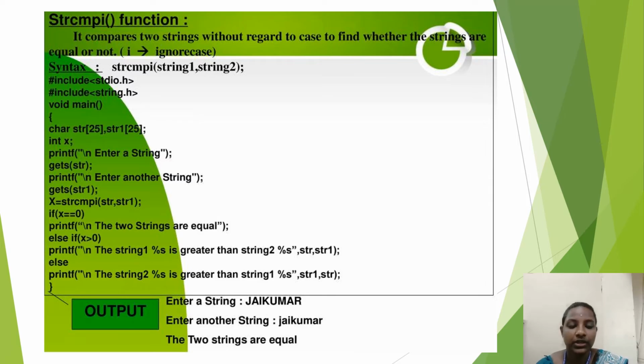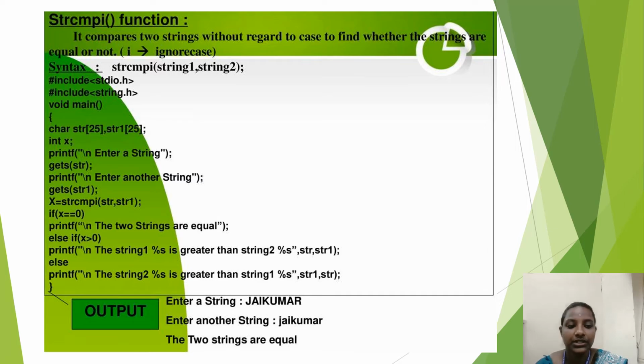In the program, we are declaring x as an integer and the strings as character arrays. The first is a character array with 25 characters, and string one is another 25 characters. This 25 denotes it can store 25 characters. That is, the length of the string can be a maximum of 25, so it should not exceed 25. But below 25, we may have strings in this program.